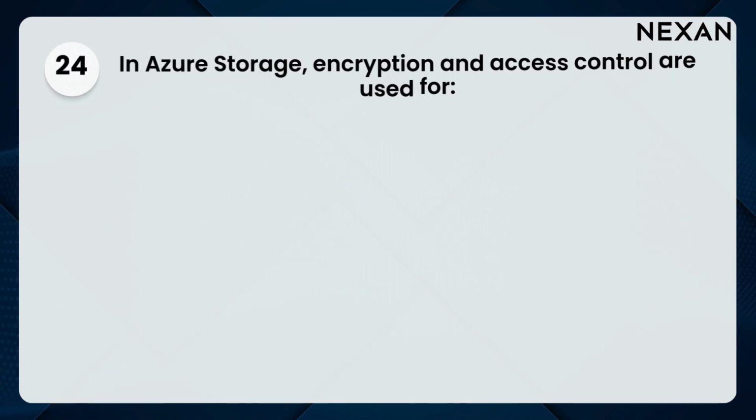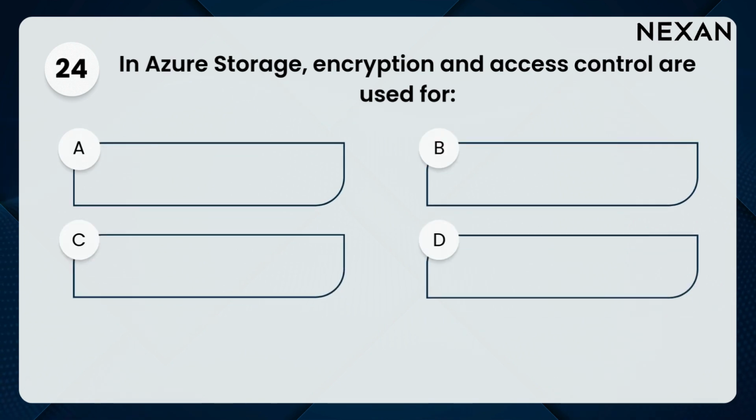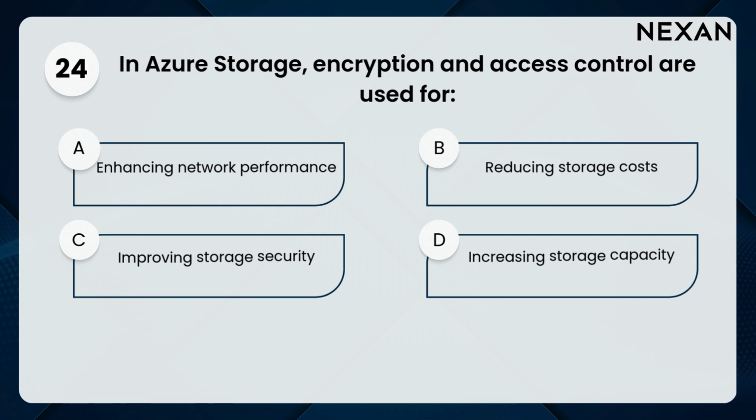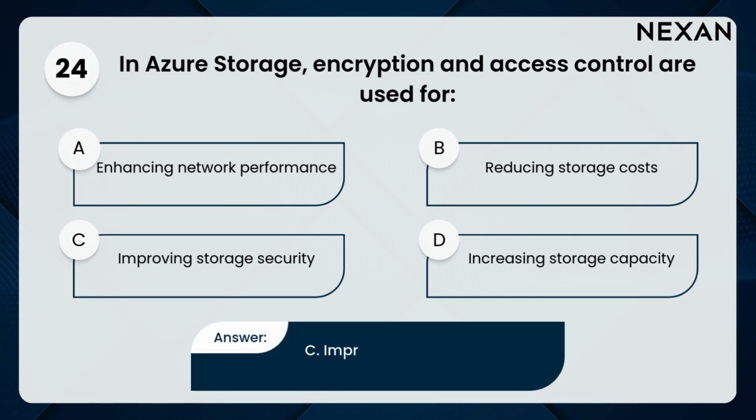24. In Azure Storage, encryption and access control are used for A. Enhancing network performance, B. Reducing storage costs, C. Improving storage security, D. Increasing storage capacity. Answer: C. Improving storage security.